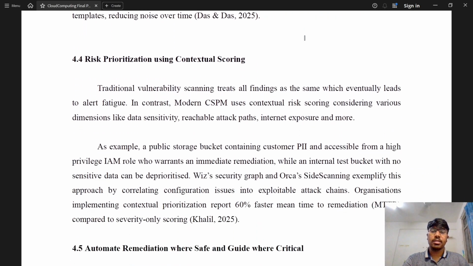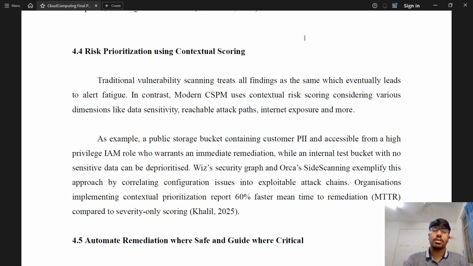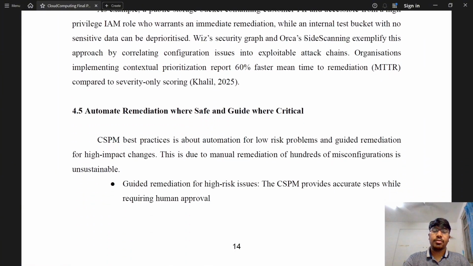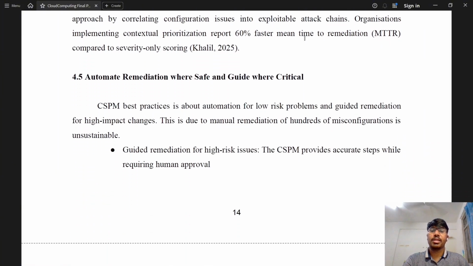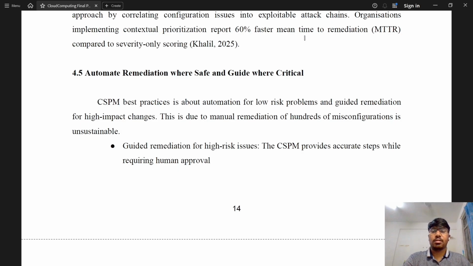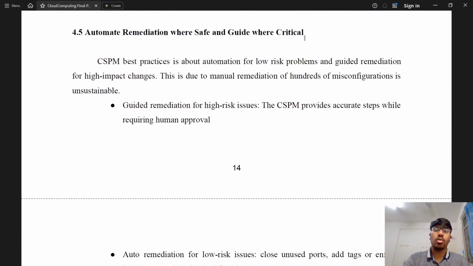The fourth best practice is risk prioritization using contextual scoring. Organizations should use contextual scoring to prioritize findings by data sensitivity and attack paths, which teams report gives 60% faster remediation times. Fifthly, automate remediation where safe and guard the critical. Automate low-risk fixes like closing ports or adding tags while requiring approval for high-impact changes, correlating with 35% lower breach rates.